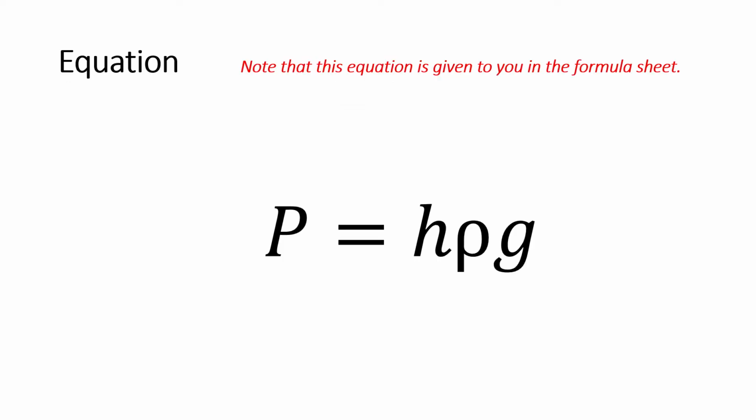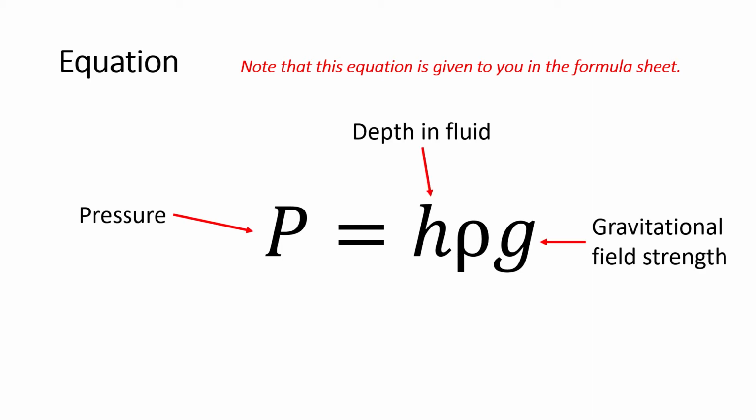So here we have our equation. Pressure equals depth multiplied by density and gravitational field strength. Now you do not need to remember this equation, but you do need to know the meaning of each of these symbols. This equation will be given to you in the formula sheet.